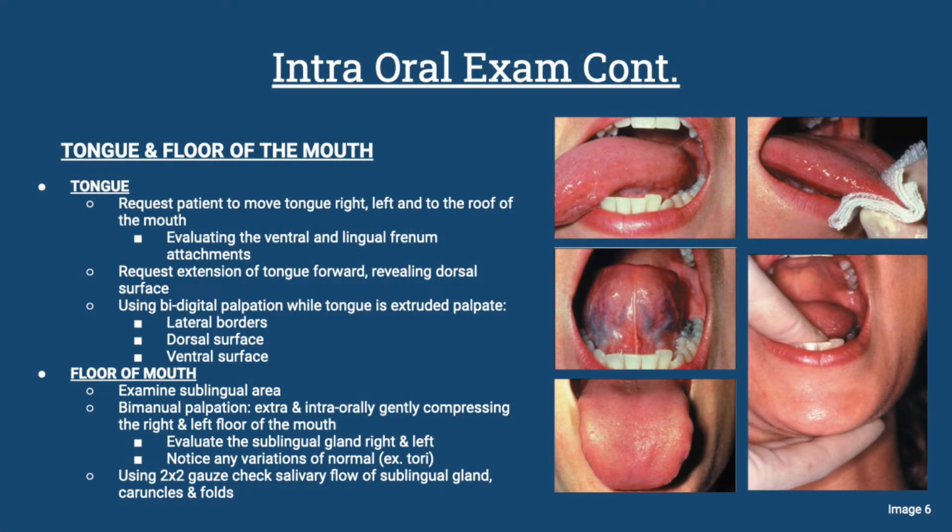Moving on to the tongue and floor of the mouth. Examine the patient's left and right side of the tongue. Then have them put their tongue to the roof of their mouth so you can see the underneath and evaluate the ventral and lingual frenum attachments.